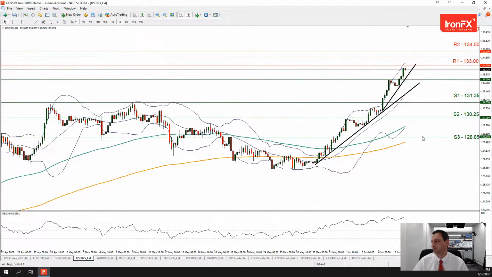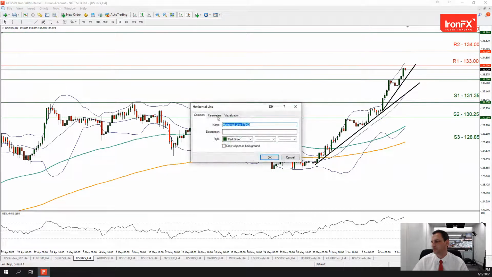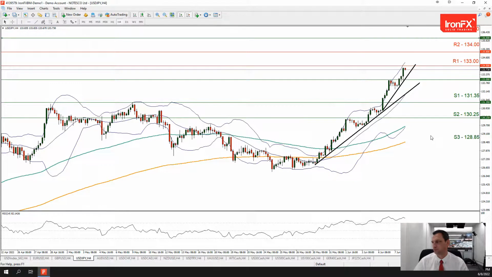With the next resistance line being placed at 136. Could go higher than that. 137.65.